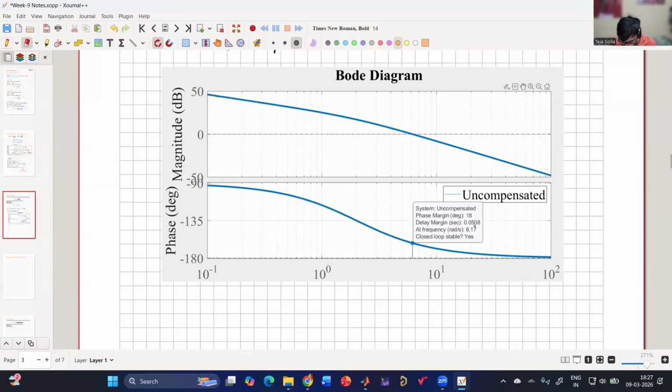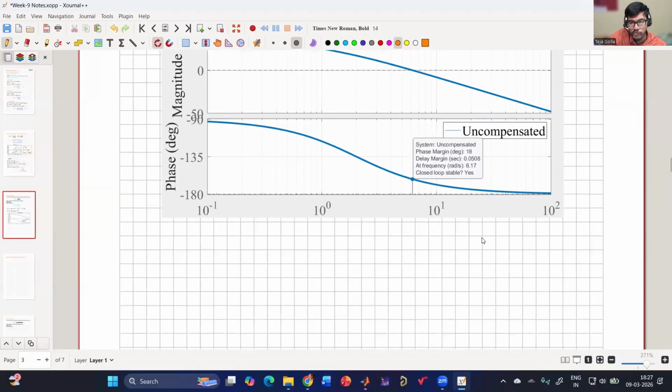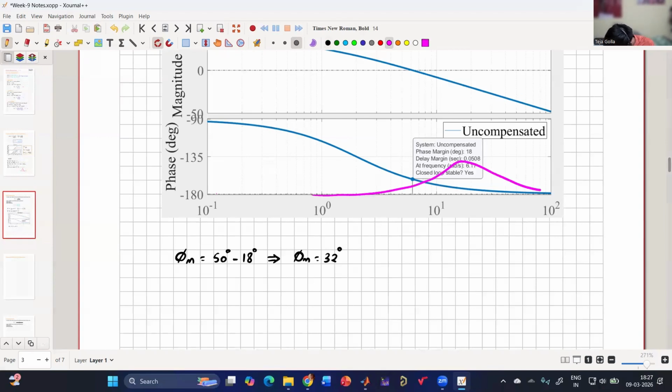So currently phase margin is 18. My desired is 50. So my phi m will be the desired 50 degrees minus this current phase margin of 18 degrees. So this much addition I am going to be needing, right? So it will result in phi m equals 32 degrees. But if you see, my phase margin is not happening here. It is happening somewhere at this point, right? So I might have to create an additional phase, not just 32 degrees.